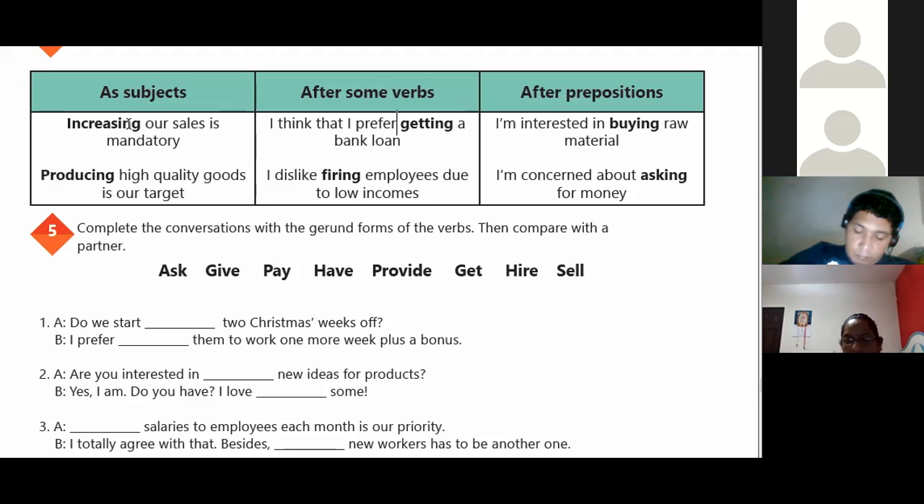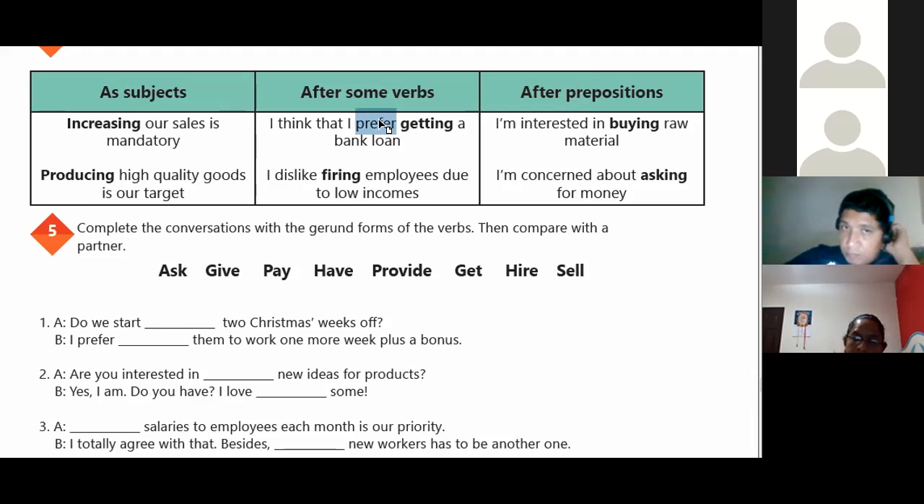Como les dije al principio, incrementar, ¿verdad? Entonces, en este, conseguir, ¿ya? I prefer, como hay dos verbos también acá juntos, ¿verdad? Cada uno tiene su función dentro de la oración. Entonces, este es el verbo principal, ¿ok? Y esta es la acción secundaria, por decirlo así, dentro de la oración, ¿ok?